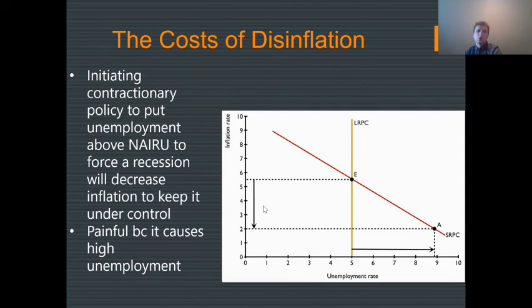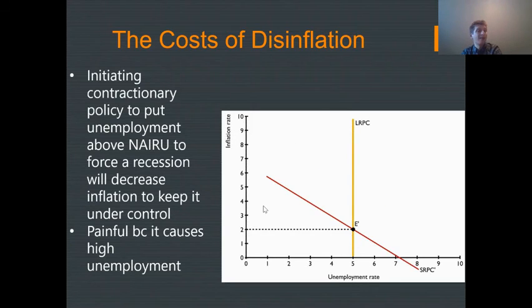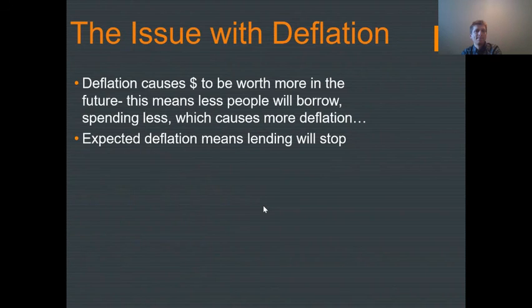So let's say you wanted to target a 2% inflation rate. Well, then you have to cause pretty high unemployment in the short run, and then people adjust their expectations, and your short run aggregate supply shifts to the right to correct, and then you keep working until you get down to a more manageable inflation rate.